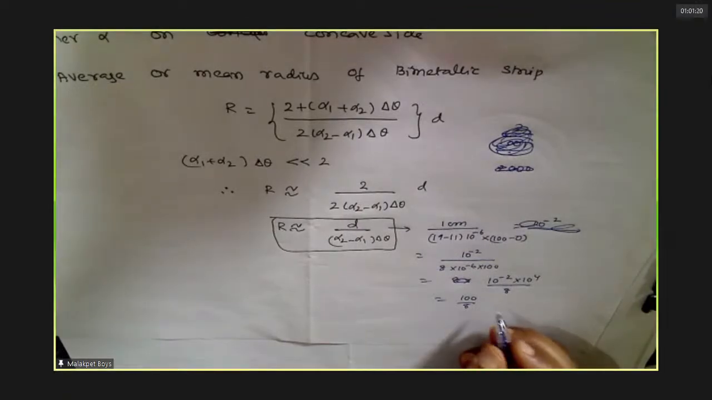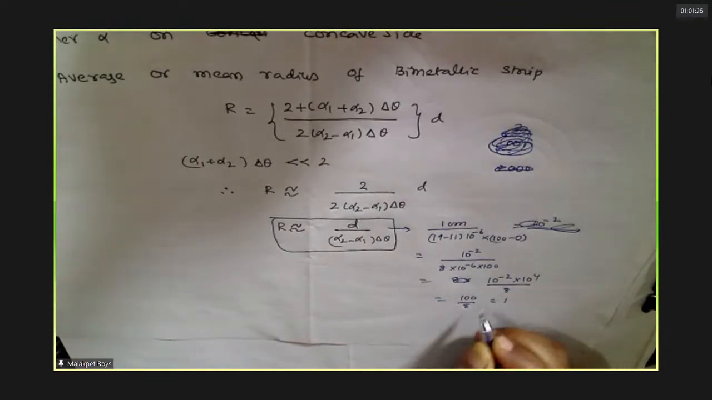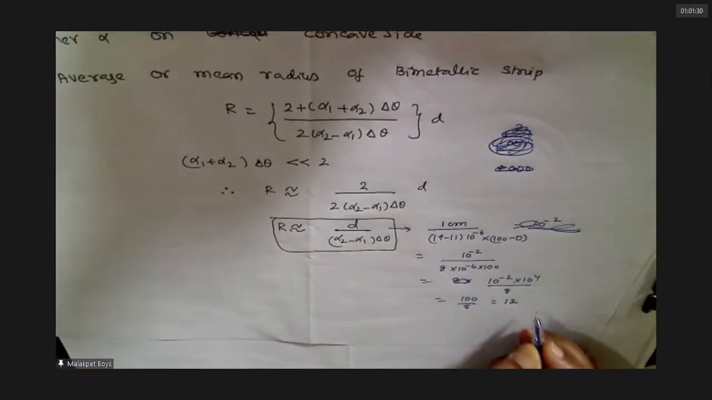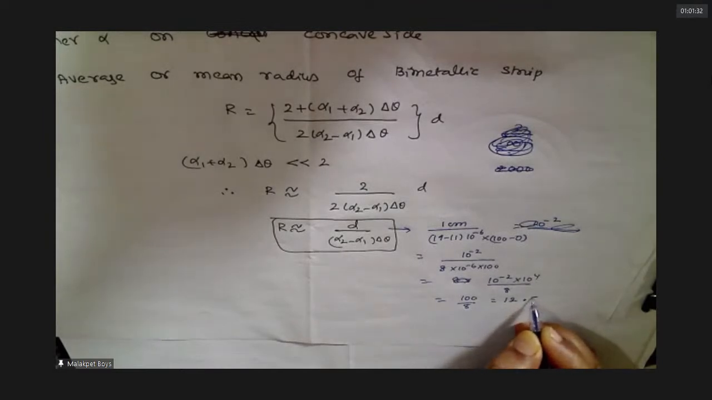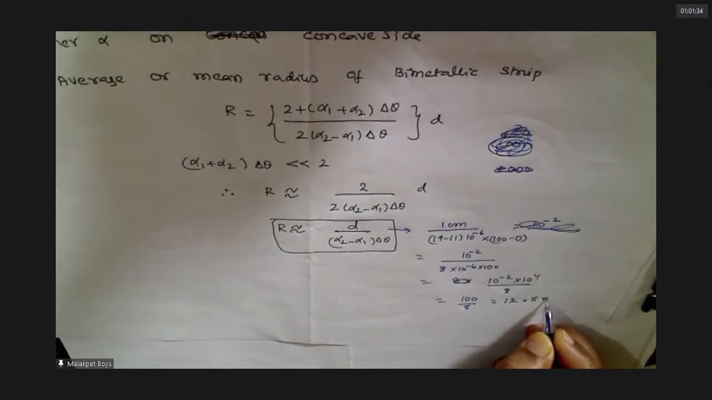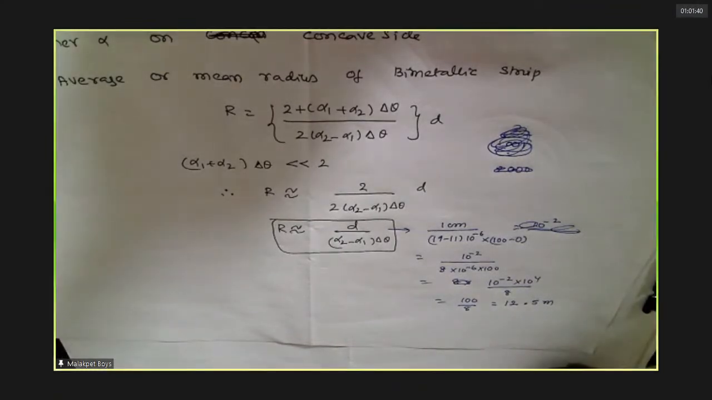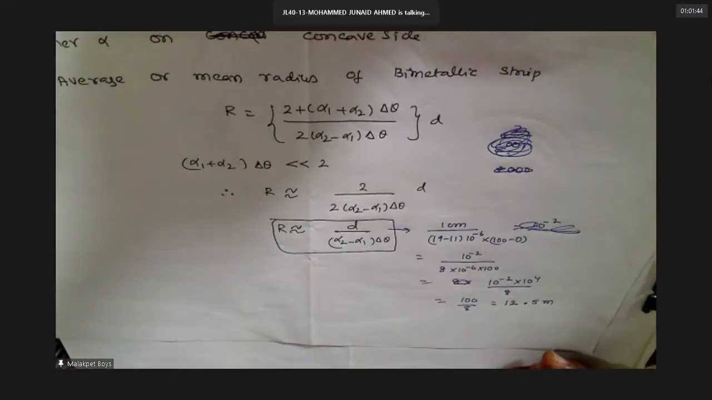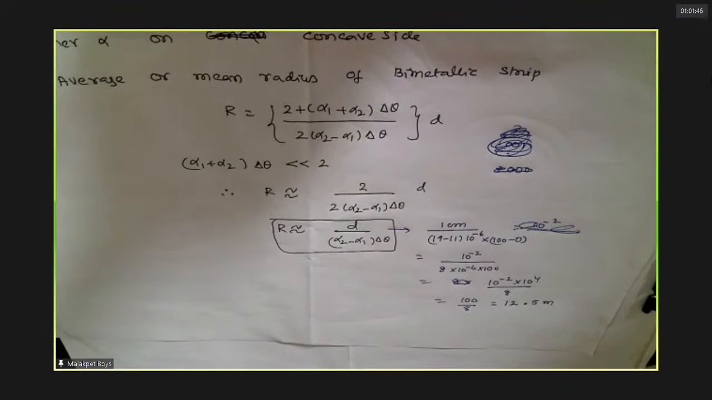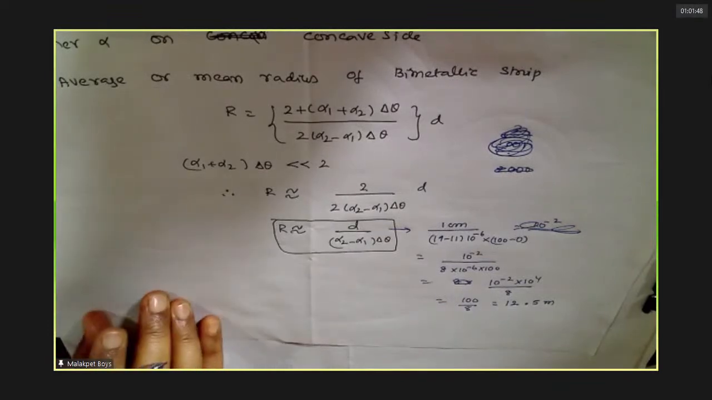Is it correct? 8 ones are 8. 12 point something, sir. 25. Agreed? Approximately you'll get this, 12.5. If you know these types, they're asking in the exam, mains, NEET.